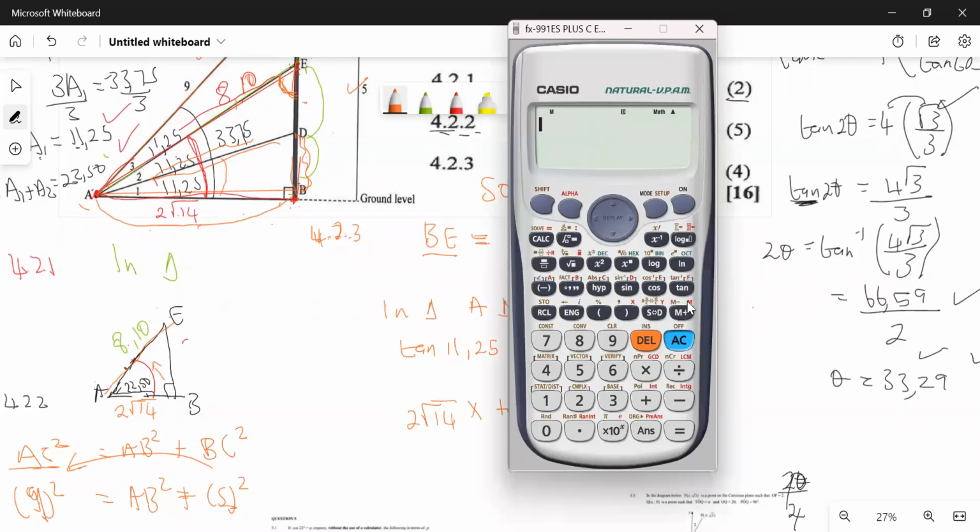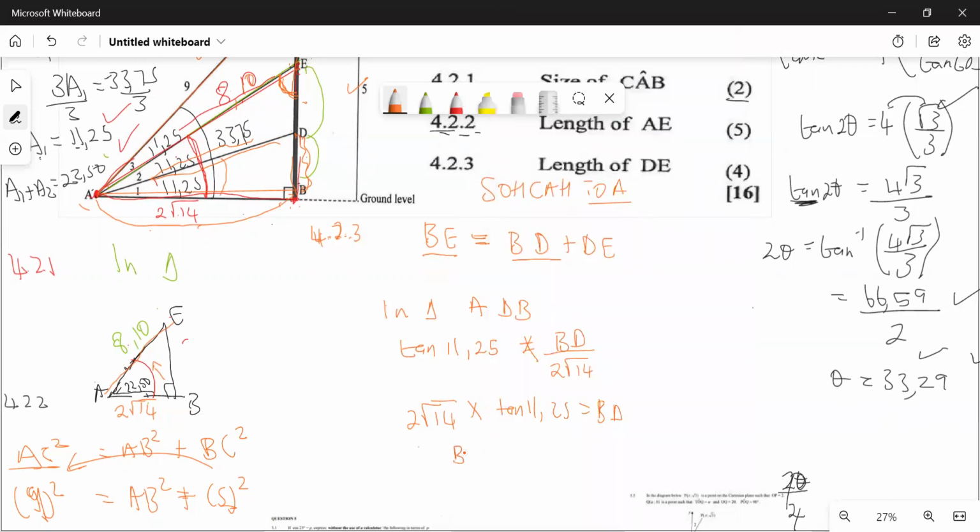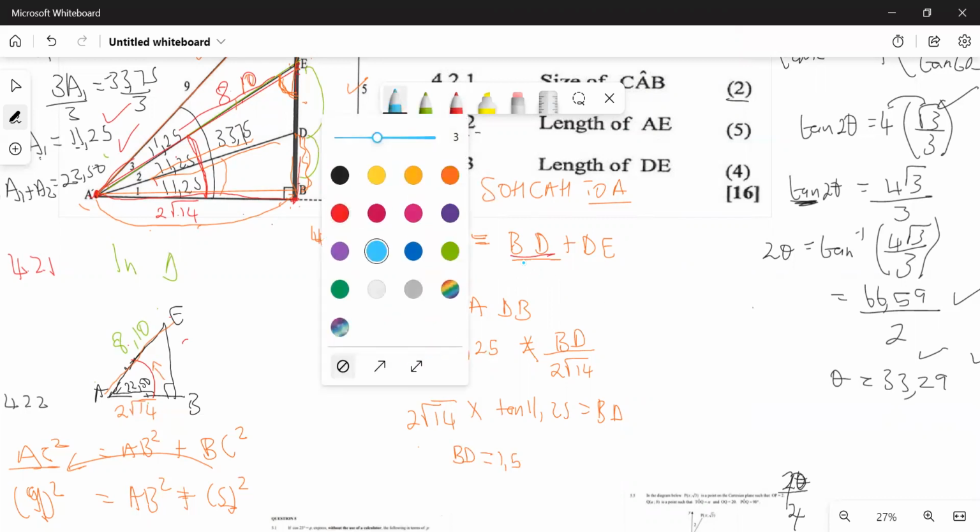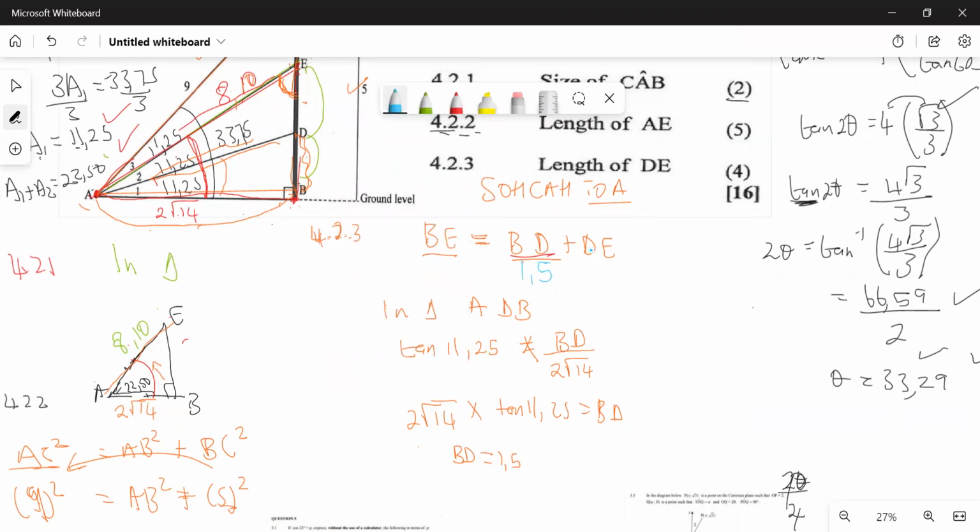Okay, let's type that and see what we get. You get 1,5, the tan of 11,25. So BD is equal to 1,5. I can replace this one here, so instead of writing BD, I write 1,5. But that's not what you're looking for. You're looking for DE.